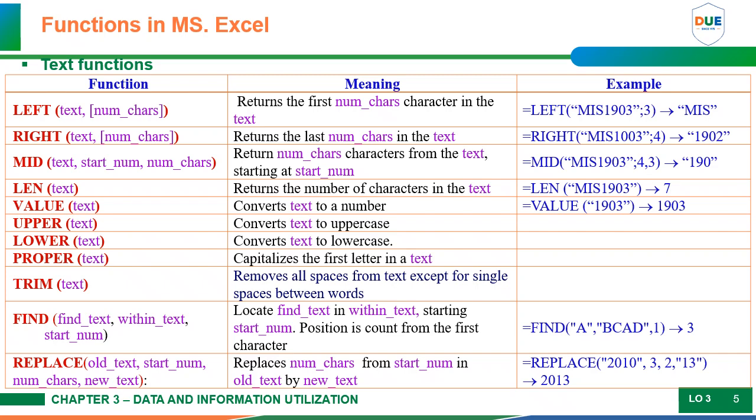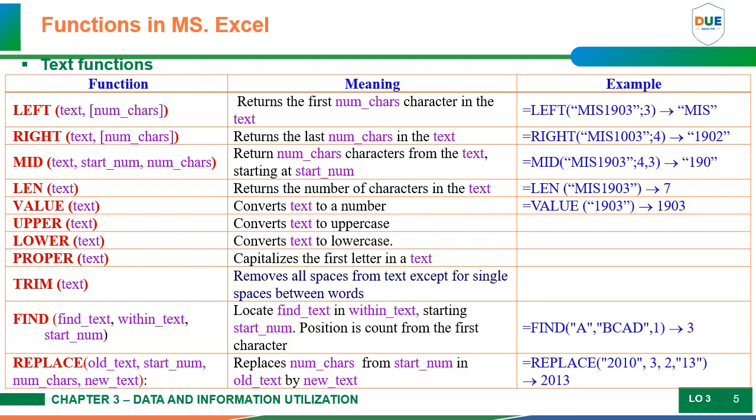Text handling functions have the following meanings. LEFT returns the leftmost num_chars characters from a text string. Example: LEFT("MS 1903", 3) returns "MS". RIGHT returns the rightmost num_chars characters from a text string. Example: RIGHT("MS 1903", 4) returns 1903.